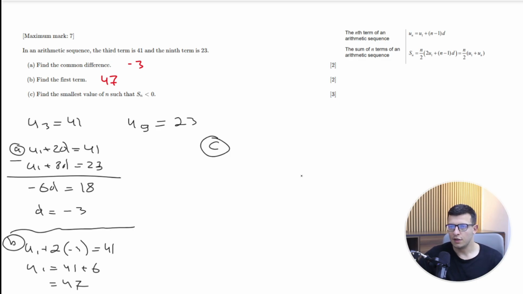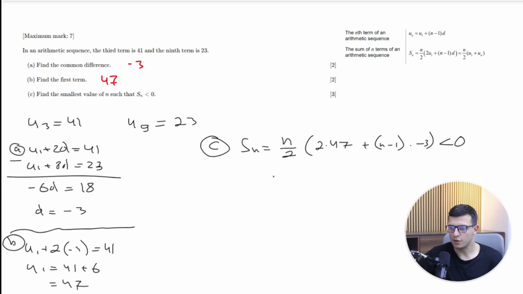Find the smallest value of n such that Sn is less than 0. So what is the formula for Sn? Sn is equal to n divided by 2, we're going to keep that, times 2u1. We know u1 is 47, so 2 times 47 plus n minus 1 times negative 3. Did I close all the brackets? I think I did. And that has to be less than 0.